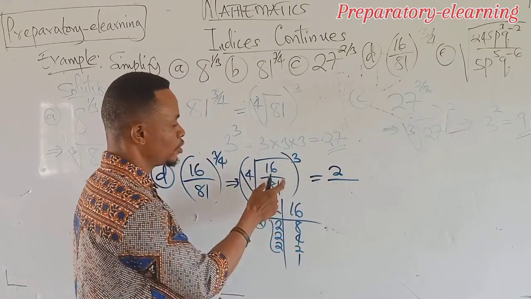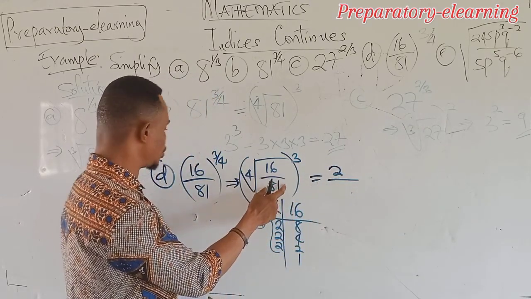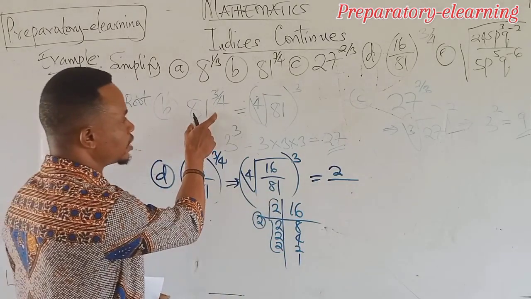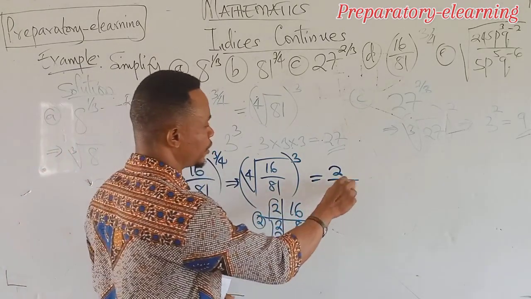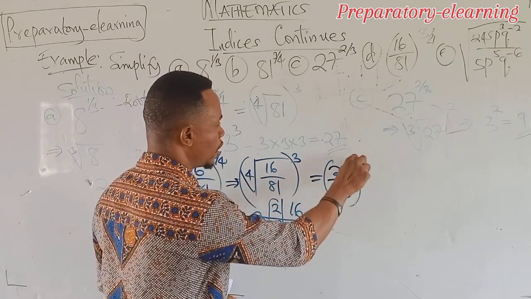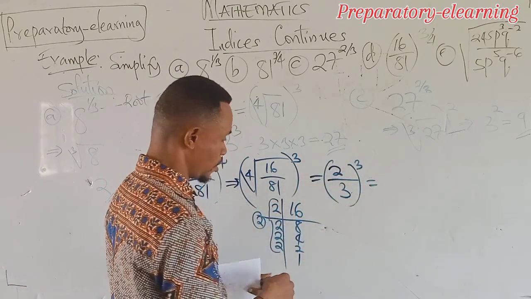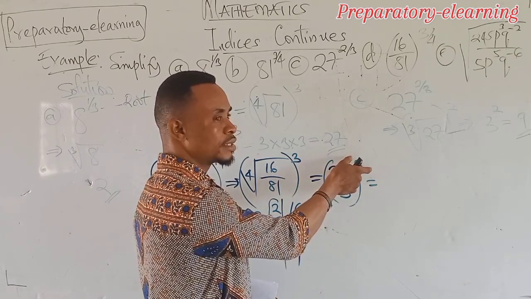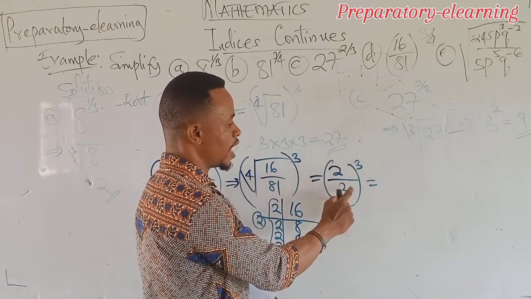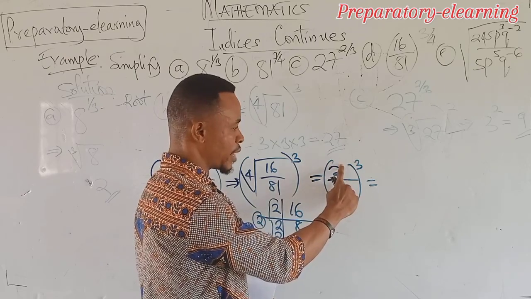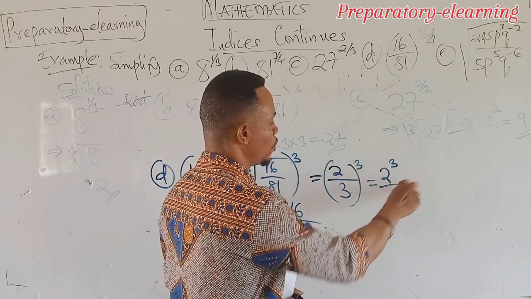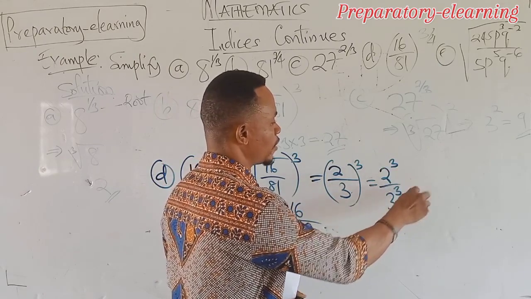All over. Do the same thing for 81. Fourth root of 81, what do we have? We already calculated it here. We have 3 into power 3. Therefore, to continue there, this power 3 is for 2 and 3 inside this bracket. So we have 2 power 3 all over 3 power 3.